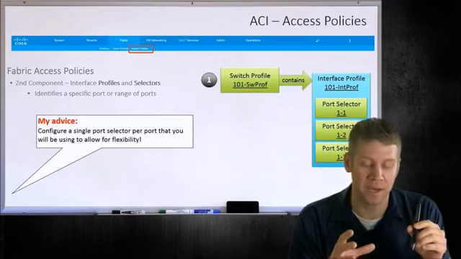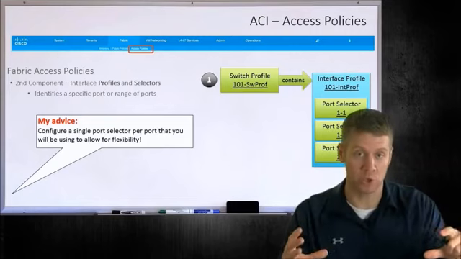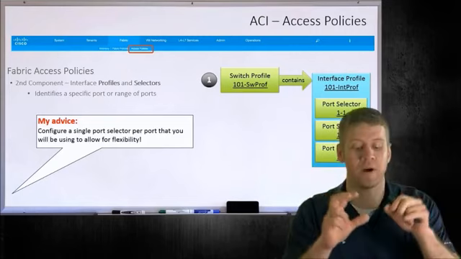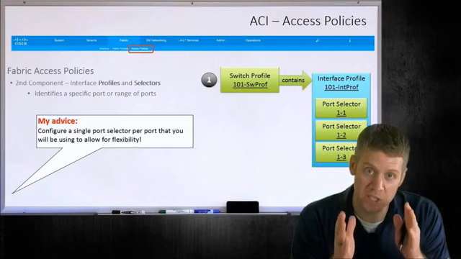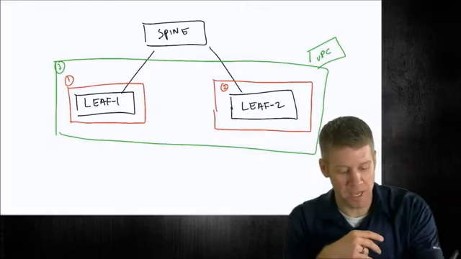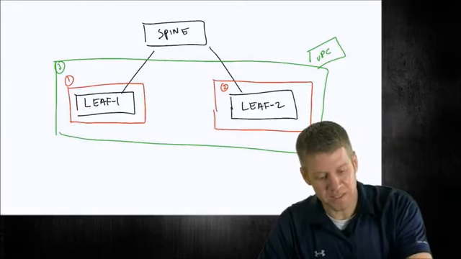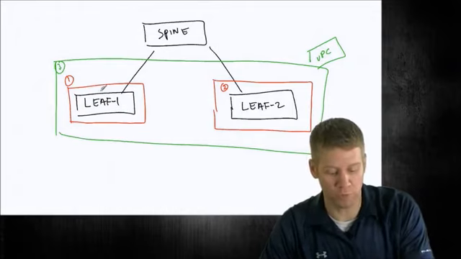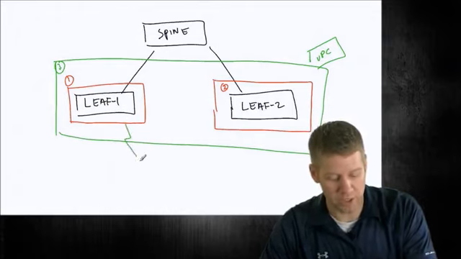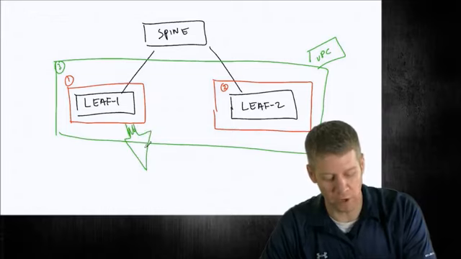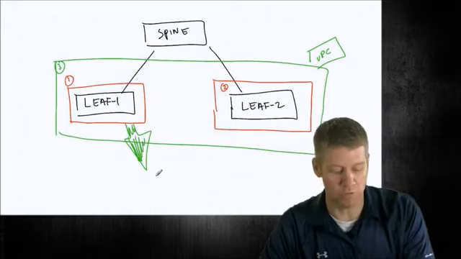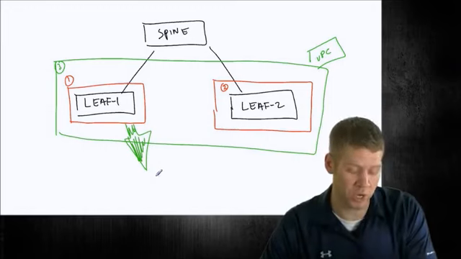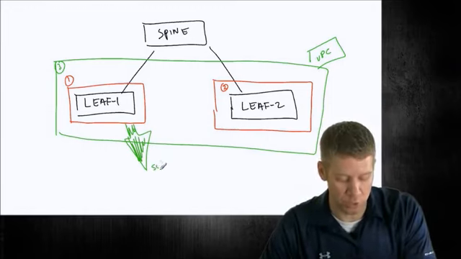But I identify, again, a specific switch. So when I create my interface profile, I'll do it for a specific switch. So say I identified switch 1, so I built a switch profile for switch 1. When I come out to do my interface profile, I'm going to build an interface profile specifically for that switch. So I may have, switch 101, we might call it, int profile.